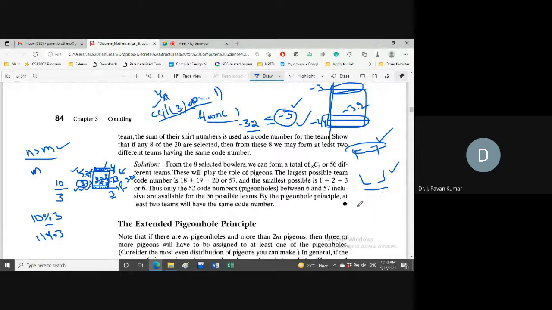Now if I say ceiling of 10 by 3, what is the value? 4. Why? Because 3.33, the ceiling of 3.33 is 4. Similarly, floor of 10 by 3 is 3.